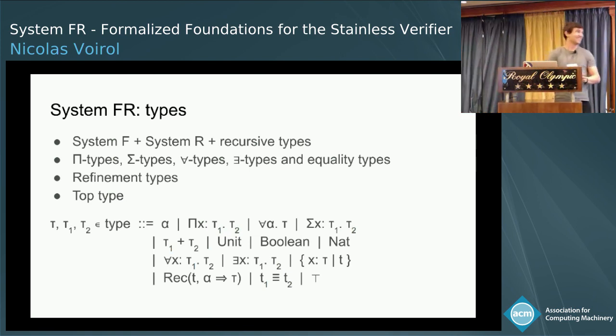So, types. We have a type variable, pi types, type abstractions, so System F type abstraction, sigma types, sum types useful for data types, unit, boolean, nats. Then we have a forall type: you can quantify over values in a type. Existentials, refinements, which we use for defining predicates, and recursive types, which we use to model algebraic data types that you can write in Scala. And an equivalence type, and a top type, which is useful when defining co-inductive functions.